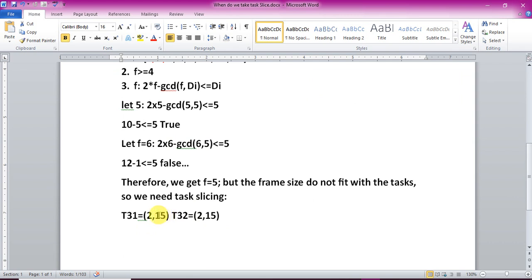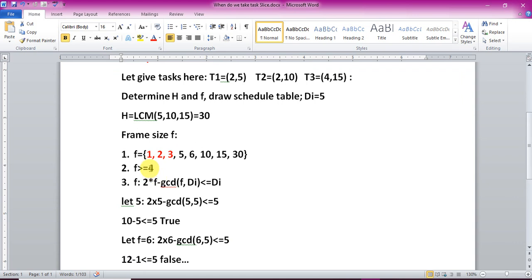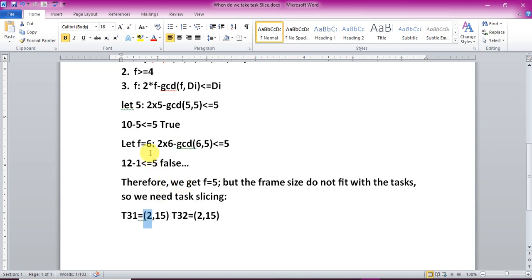And now the largest execution time is 2, so we check the frame size constraint again. 2 works, 3 might not work: with 5 and 3 the GCD is only 1, 2 times 3 is 6, 6 minus 1 is 5. Yeah, 3 also works, but 5 also works. 6 isn't working. So the larger selection, the 5, works correctly. That frame size is constant, so that we can serve these tasks now.